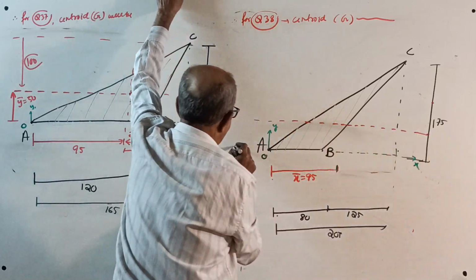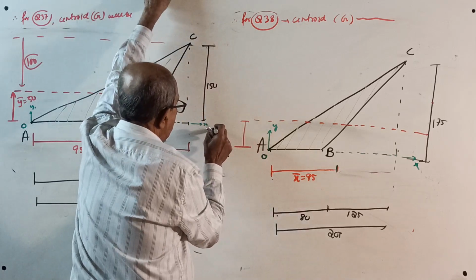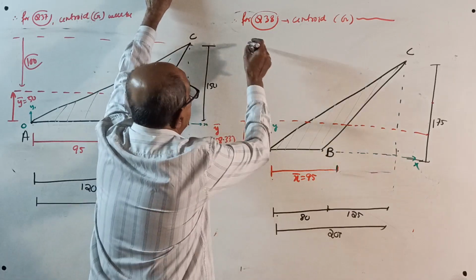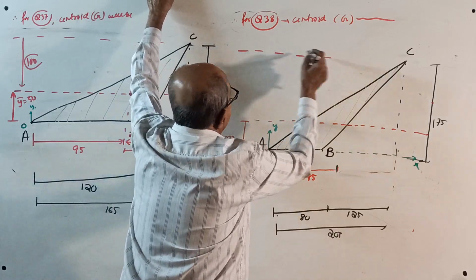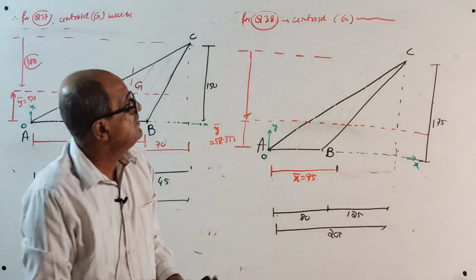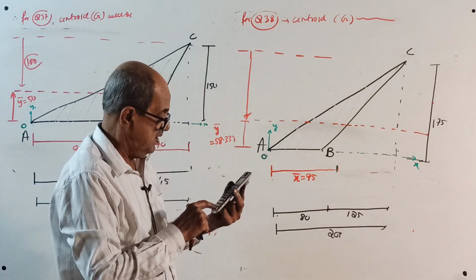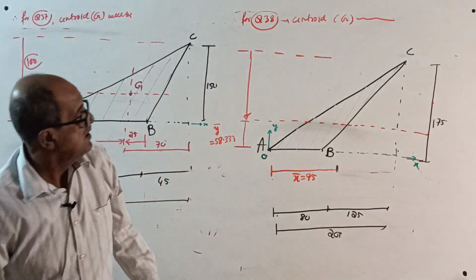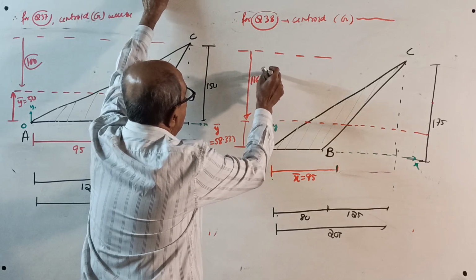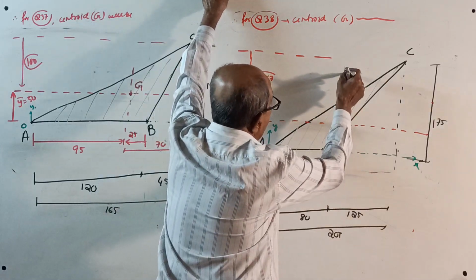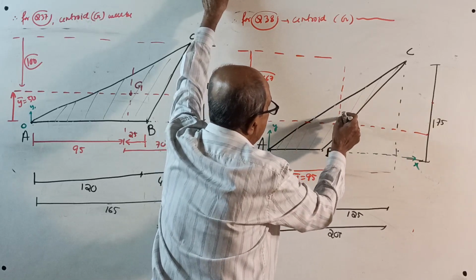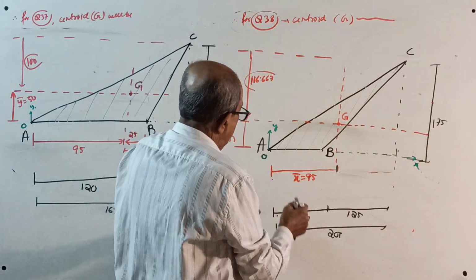This is from here to here is your Y bar, 58.333. If you want from the top, it is 175 minus 58.333, that is 116.667. This is centroid G for the triangle from here 95.